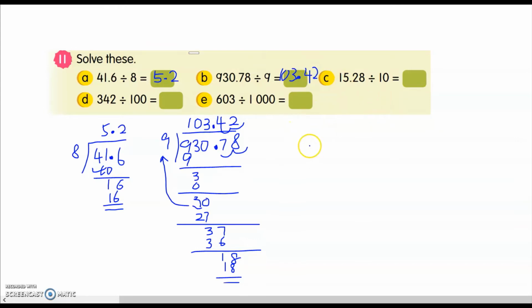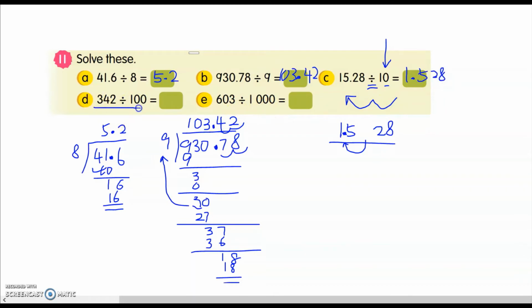Okay, for question C, it's very simple. We only have to move the decimal point. Now when we divide, the number becomes smaller, so we move the decimal point to the left. How many times do we move? It depends on how many zeros we are dividing by. There's only 1 zero in 10, so we only move 1 time. So for 15.28, you move the decimal point 1 time to the left, so the point will be here and then it's no longer here. So your answer is 1.528.